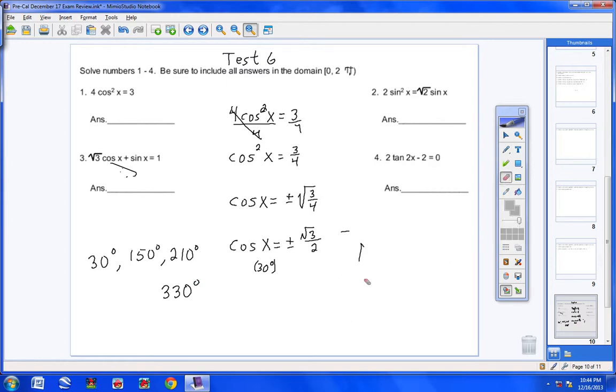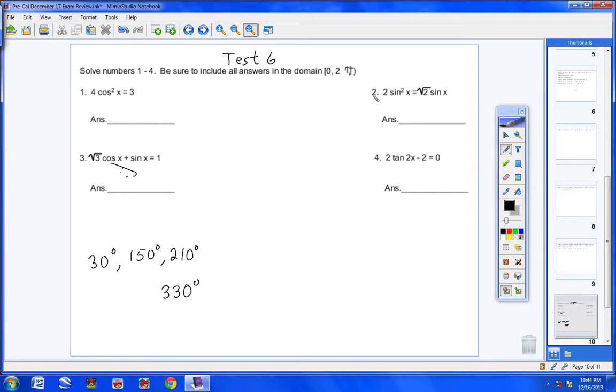Now, the only problem with my answer is, notice my domain was given to me in radians right here, and so really my answer should be in radians. So my answers would be pi over 6, 5 pi over 6, 7 pi over 6, and the other one I think would be 11 pi over 6, I believe. All right, so there's your four answers to that one.